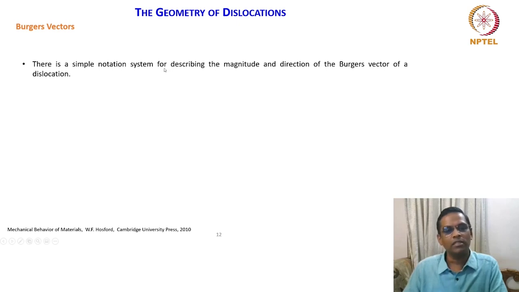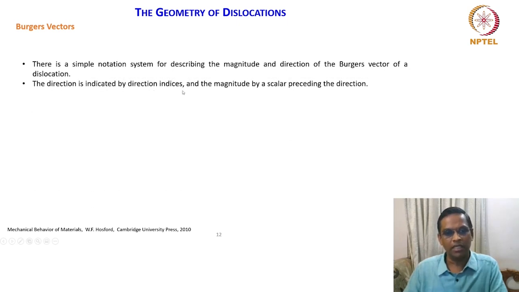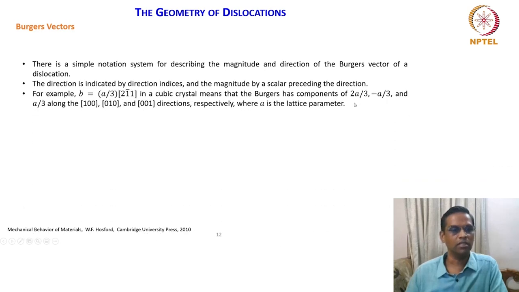So there is a simple notation system for describing the magnitude and direction of the Burgers vector of a dislocation. The direction is indicated by the direction indices and the magnitude by a scalar preceding the direction. So this is a kind of notation system. For example, if B is given as a/3 times the [2 -1 1] direction in a cubic crystal, it means that the Burgers vector has components of 2a/3, -a/3 and a/3 along the 100, 010 and 001 directions respectively, where a is the lattice parameter. Very important, don't get confused with this symbolism.